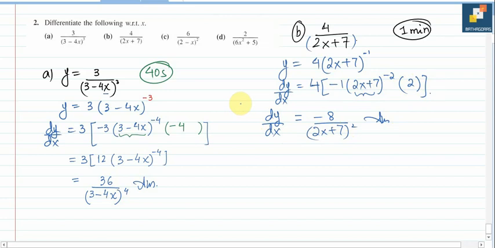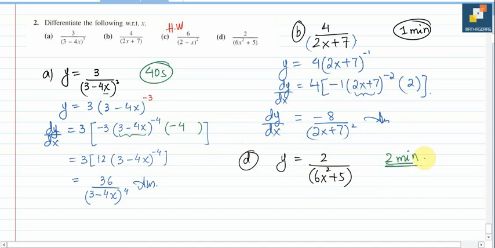All right. Moving on to the next part, part C. Part C you need to attempt by yourself as your homework question. So I will start with part D. Part D is y equals 2 divided by 6x square plus 5. First, you need to give it a try by yourself. Time for this part is 2 minutes. Take your time. Make sure that you are following all the steps. So start.